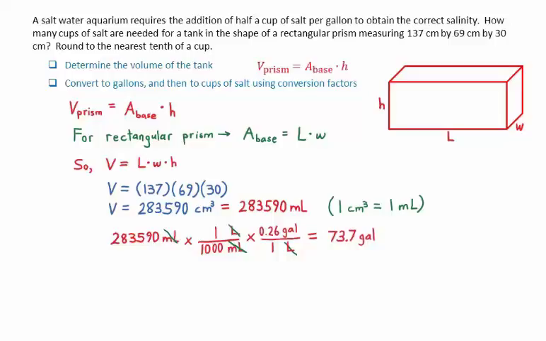We then must convert that 73.7 gallons into cups of salt. To do this, we use the conversion factor, 0.5 cups of salt needed for every 1 gallon. This gives a result of 36.9 cups rounded to the nearest tenth.